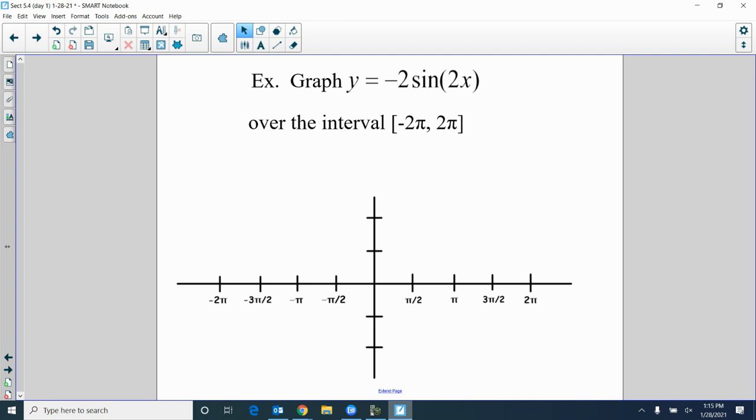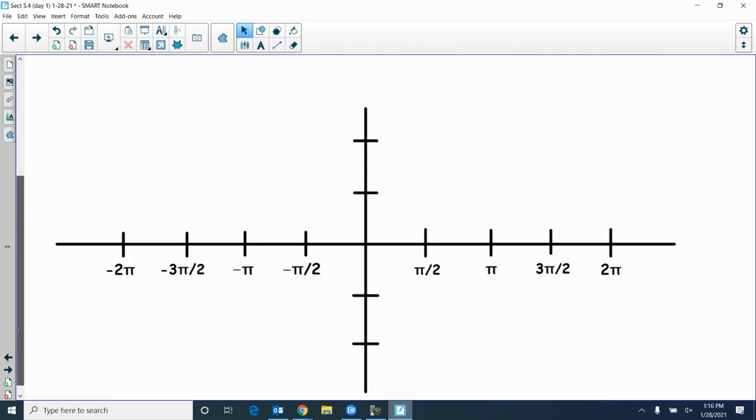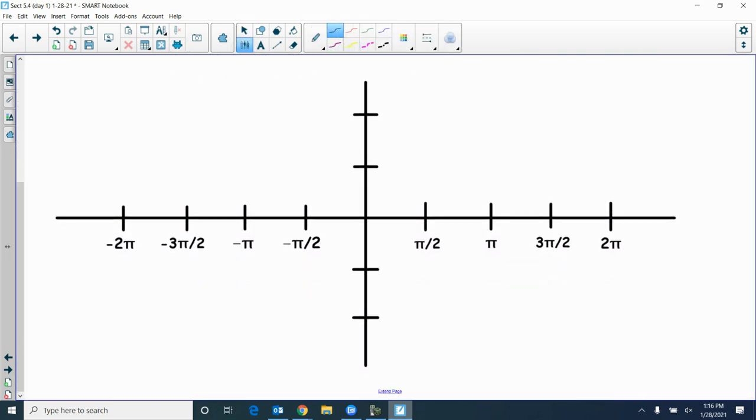All right, it might help for this first one to graph the sine function on here so you have it as a reference. So I'm going to do that. I'm going to start here, and I am going to go just up to 1 here. I'm going to use that as 1, and this is negative 1, and 0, and negative 1, 0, 1, 0, negative 1, and 0.